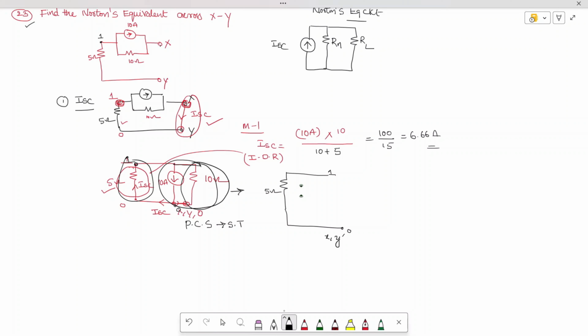Now I'm using the source transformation. Whatever the branch resistance is there in parallel, I will get it in series, which is 10 ohm. And I can see the current is flowing in the downward direction. Automatically this will be a positive terminal and this will be a negative terminal. Since current is flowing in this direction, this will be positive, this will be negative. Therefore, V is equal to I into R. I is how much? 10. So 10 into R. R is how much? 10. So this is equal to how many volts?